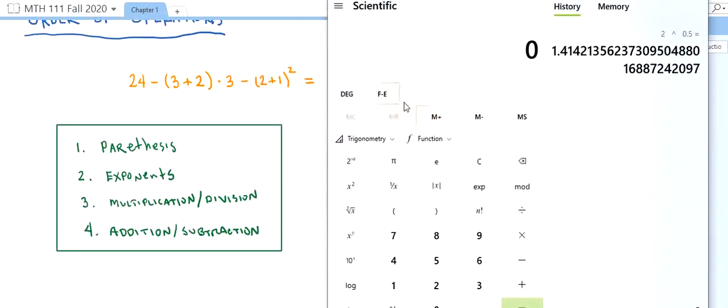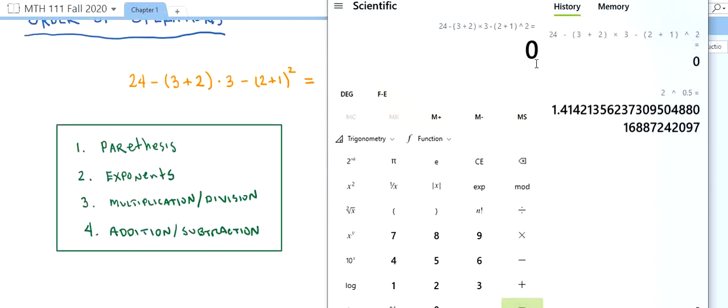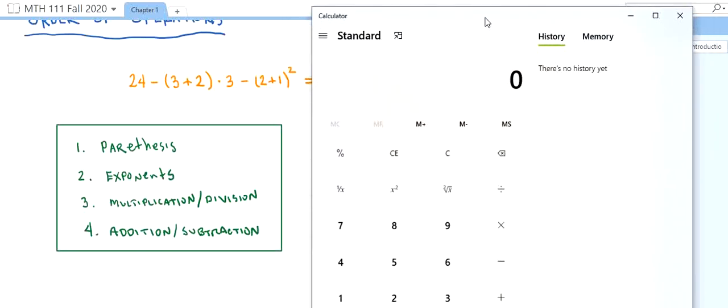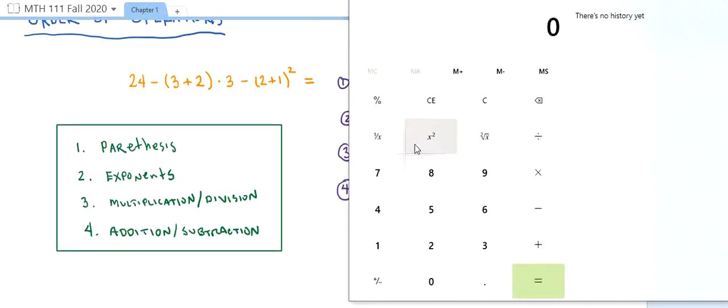So let's see. 24 minus 3 plus 2 times 3 minus 2 plus 1 raised to the power squared. Let's see what we get here for an answer. And we get the same answer. So the scientific calculator follows order of operations. But if you look at your standard calculator, it does not follow order of operations.